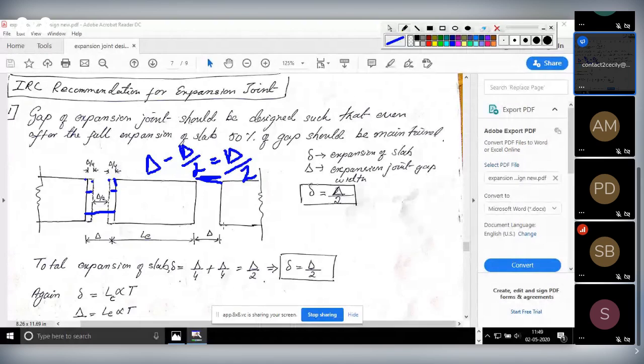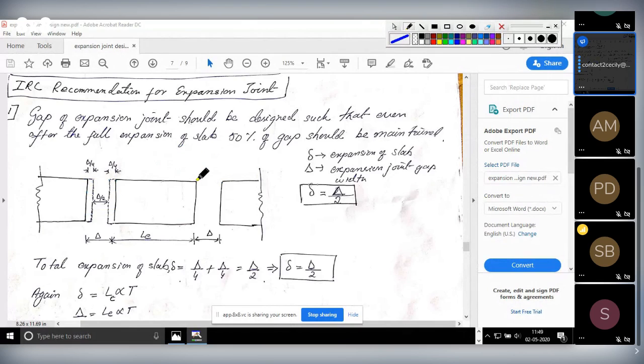Now, see here, this is delta by 4, that means at this side also it will expand by delta by 4 only. So this side it expands delta by 4, and this side it also expands delta by 4. So what is the total expansion of this slab? Delta by 4 plus delta by 4, which is delta by 2. Clear?